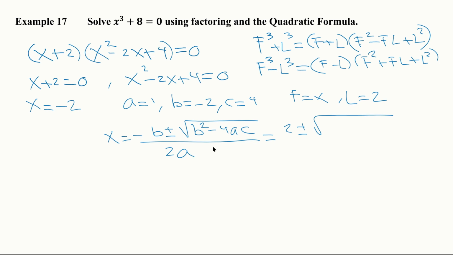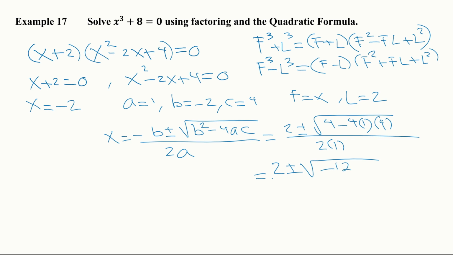Plus or minus square root of, what's the square of -2? Remember, the whole thing is being squared, so you get 4 minus 4 times a, which is 1, times c, which is 4. And then the whole thing over 2 times 1, right, which is a. So 2 times 1, and we end up with 2 plus or minus square root of, that's 4 minus 16, which is what? -12 over 2, right?